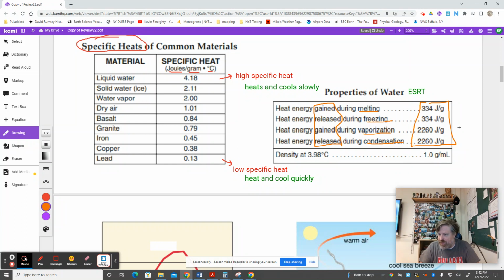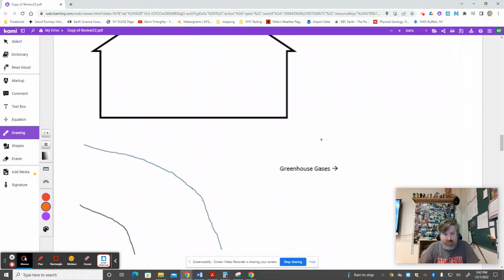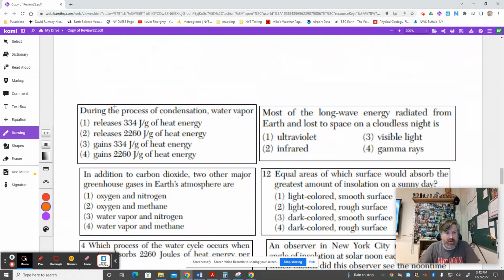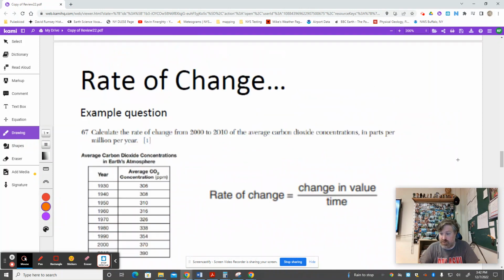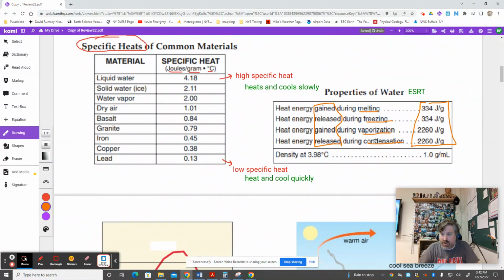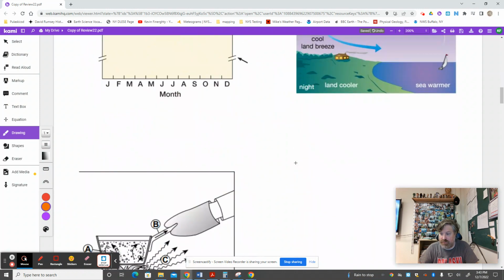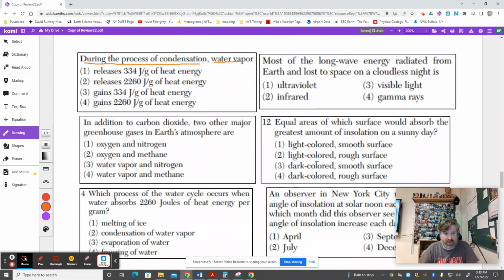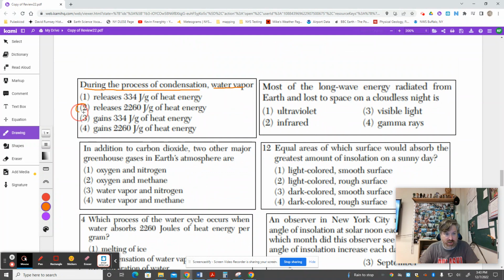That might be a bit more of a thing when we talk about cloud formation and stuff like that. But for today, again, let's look at a question to see what they ask here, and you'll see how easy it is. During the process of condensation, water vapor does what? Use the reference table. I don't expect you to just know that off the top of your head. During condensation, water releases 2260. If that's a choice, then it is that easy. And it is choice 2. During condensation, it releases 2260.